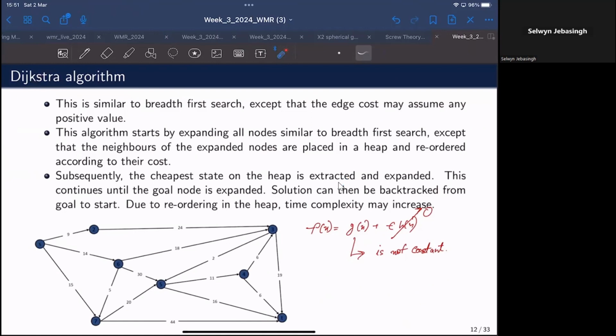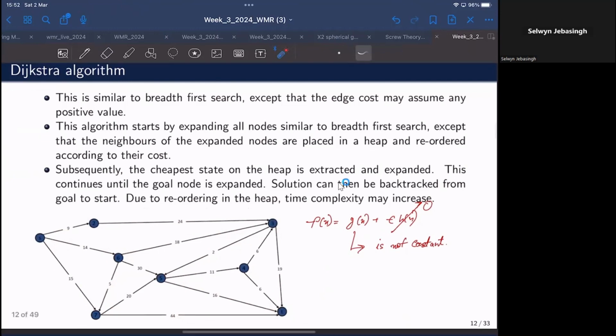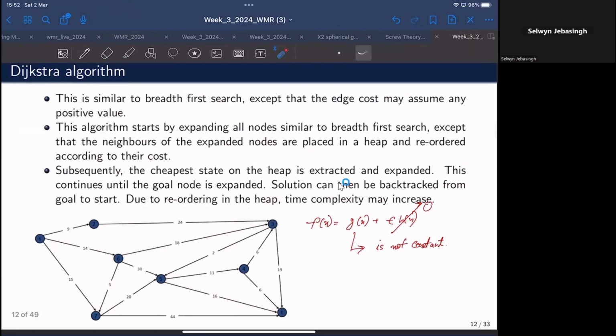So how do you find the most appropriate solution to reach from the start position to the goal position? It can go like this, it can go like this, it can go like this. There are multiple possible paths available. So how do you get to this most appropriate path? Actually, there are multiple ways. According to Dijkstra algorithm, it basically starts by expanding all nodes similar to the breadth first search, except that the neighbors of the expanded nodes are placed in a heap and reordered subsequent to their costs.